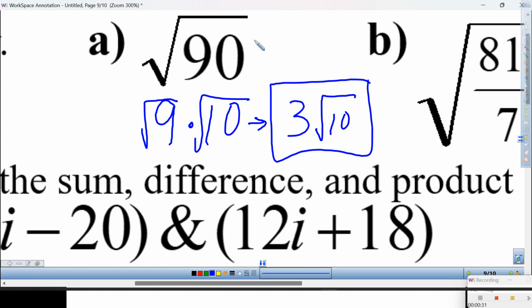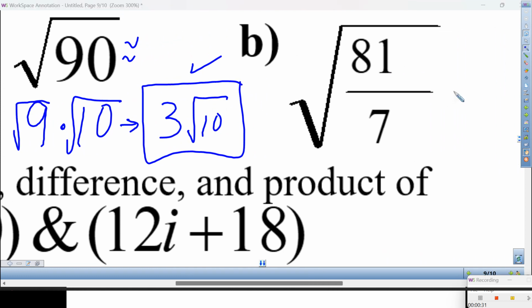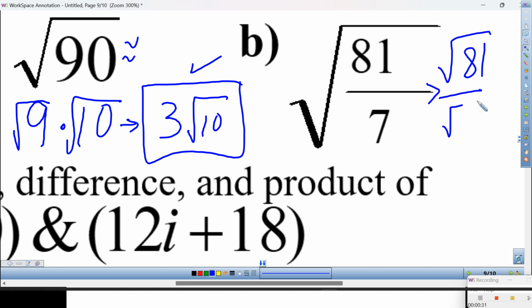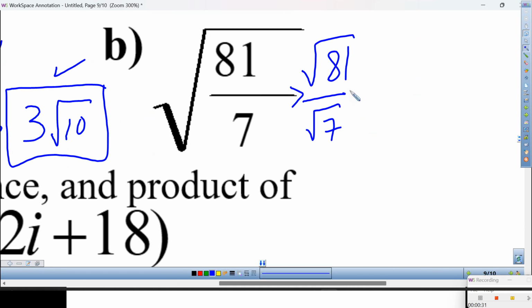By now, we already know how to do the approximate decimal form. Is that correct? So let's start practicing this form. Let's go to number 1B. Let's rewrite this. This becomes square root of 81 over square root of 7. So, what is square root of 81? Tell your neighbor, please. Square root of 81 is 9, and we're left with square root of 7.